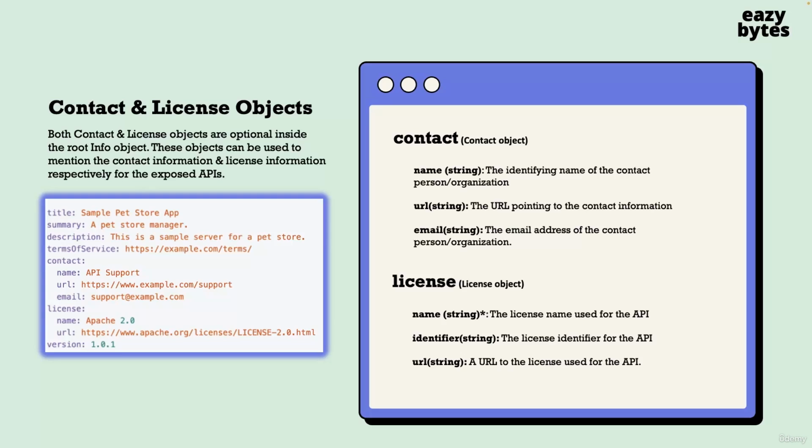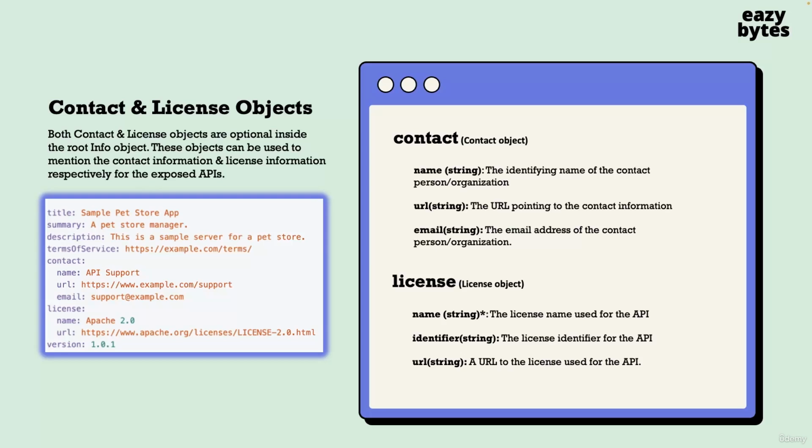After the contact object, under the license object, we can define the licensing information. Whenever someone is trying to use our products or consume our APIs, you definitely need to be very clear about your licensing information, whether they can use it for free or it's only for commercial usage. All those kinds of licensing information you can mention with the help of the license object.